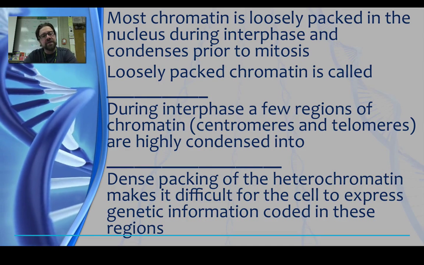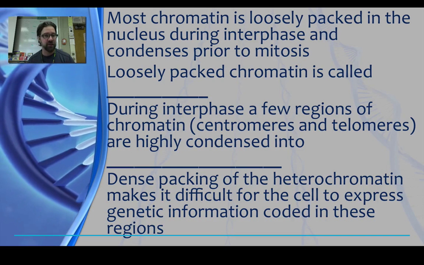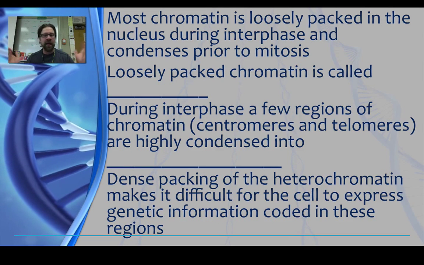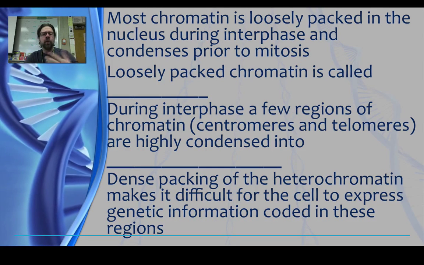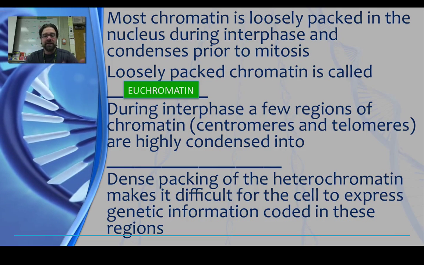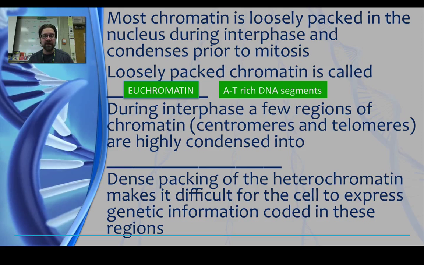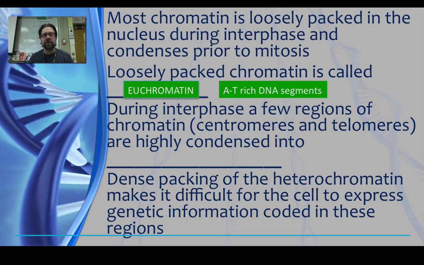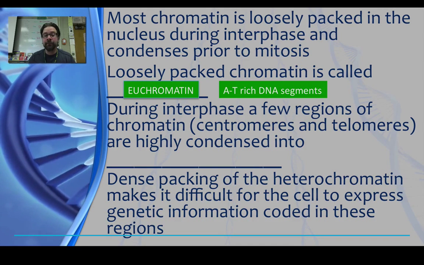And lastly, I just wanted to say that most of the chromatin is loosely packed in the nucleus during interphase. We said it's kind of just loose spaghetti just about everywhere. It condenses prior to mitosis, and when it is loosely packed, we call it euchromatin. Euchromatin is going to be pretty AT rich a lot of the times, adenine and thymine, and often that means that those areas are copied quite a bit.